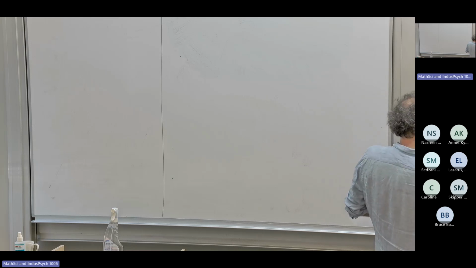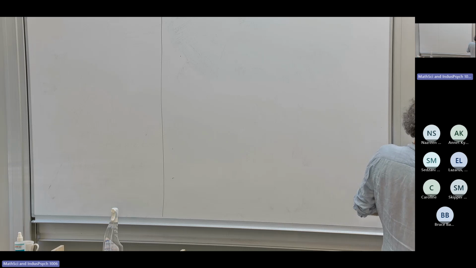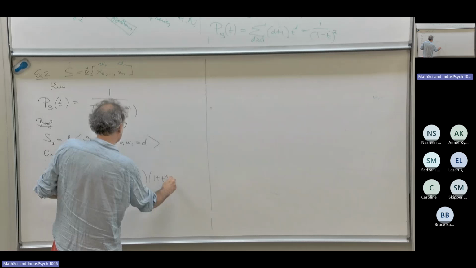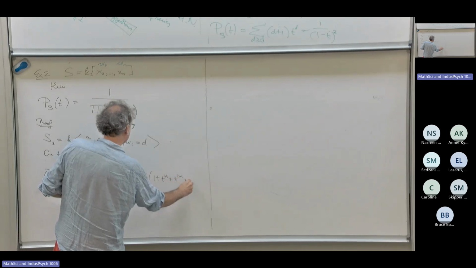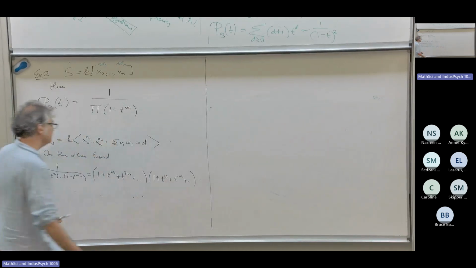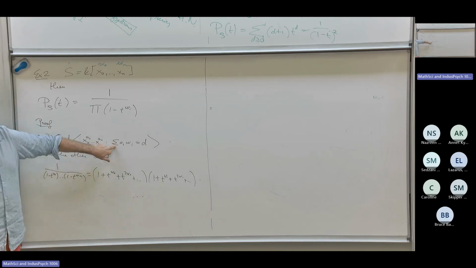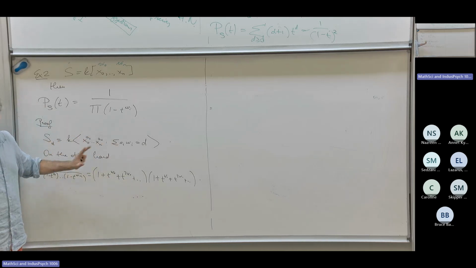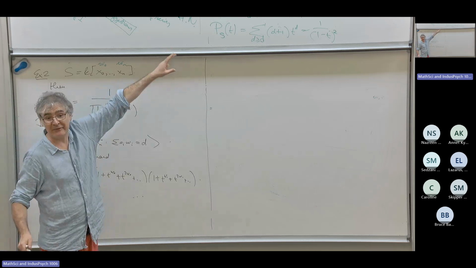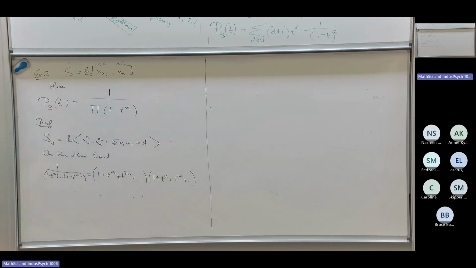it's 1 over (1 minus t to the w0) ... (1 minus t to the wn), which is equal to (1 plus t to the w0 plus t to the 2w0 plus ...) times (1 plus t to the w1 plus t to the 2w1 plus ...) times all these terms. Now, if you multiply them out, you literally get all solutions to this equation. That's the real proof. And that actually proves that one as well without any analysis and nonsense and binomial coefficients.